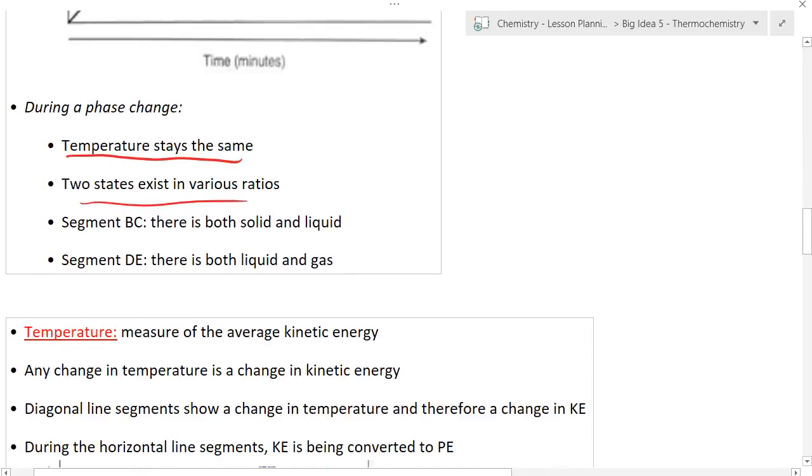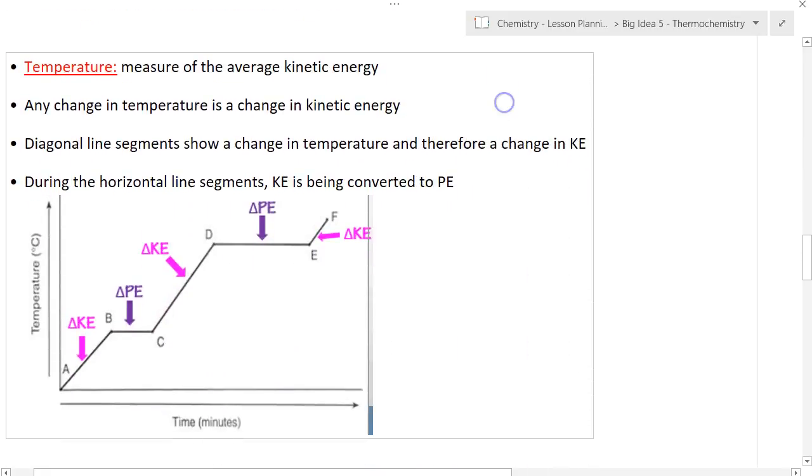And it's a mixture of the states. Okay, so temperature, all temperature really is, it's a measure of the average kinetic energy. So what temperature is, it's just the measure of the kinetic energy of our particles. So any change in temperature is a change in kinetic energy.